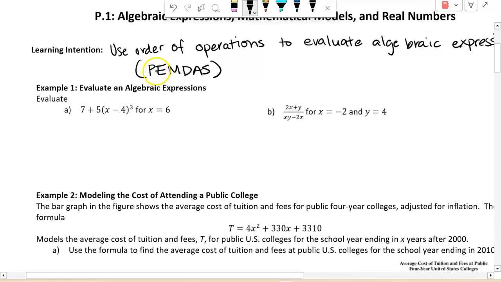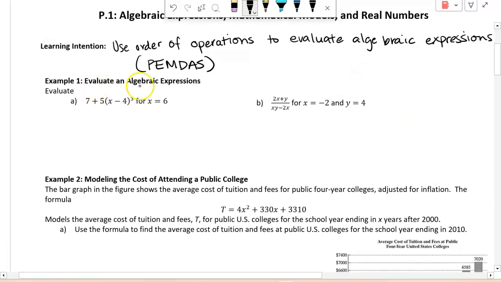So you want to make sure you follow the order of operations in each of these problems because it will affect your answer. Go to example 1, where we're going to evaluate an algebraic expression, which means see what it equals. And what we're going to be doing is plugging in the value given to us. And in this case, x is 6. So we are going to plug in a 6 anywhere we see an x. I'm going to rewrite the expression, but instead of an x, I'm going to put a 6.